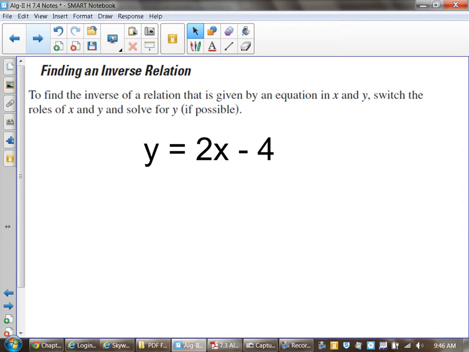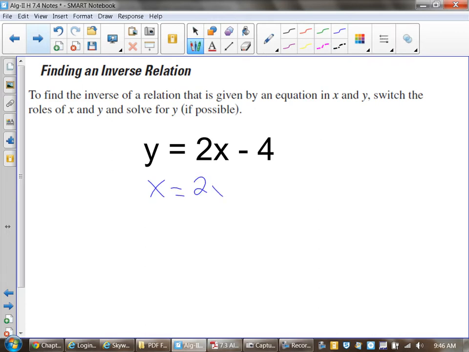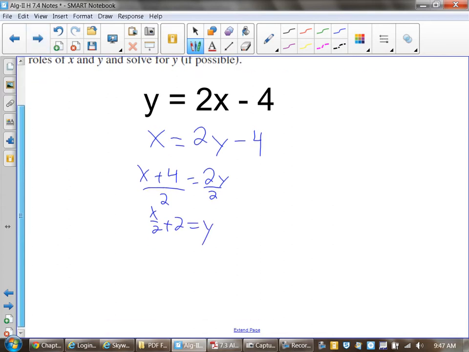If I start with that and I want to find the inverse of that, all you do is flip-flop the x and the y. And resolve it for y. And there's your inverse. Those two guys are inverses of one another.